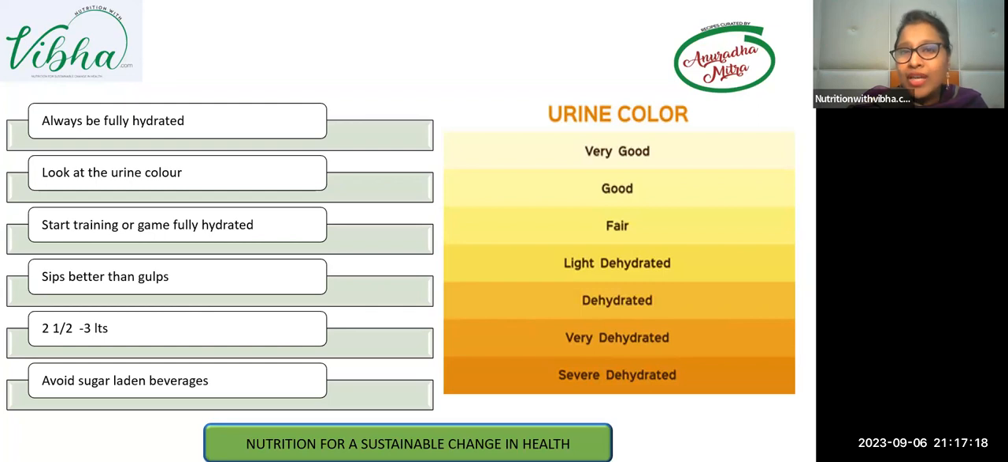So in a day, you are looking at 2.5 liters plus additional water when you are having a game day: pre-game, during the game, and very importantly, post-game. Very important to consume water.